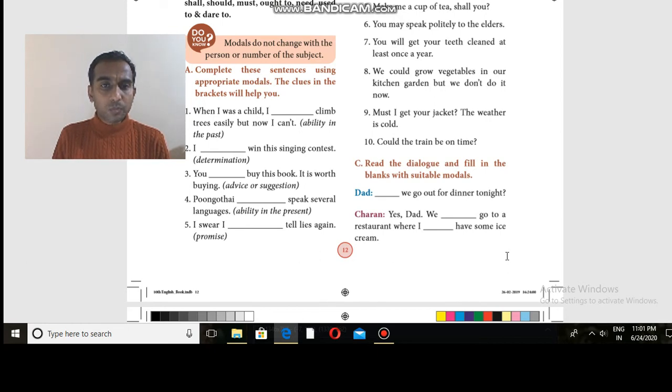Fourth one, Pungodai dash speaks several languages. This is about ability in the present. So here, Pungodai can speak several languages. Can. It is about ability.